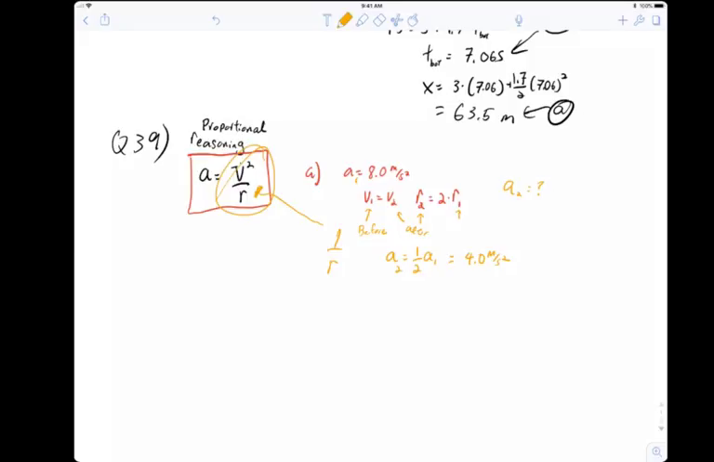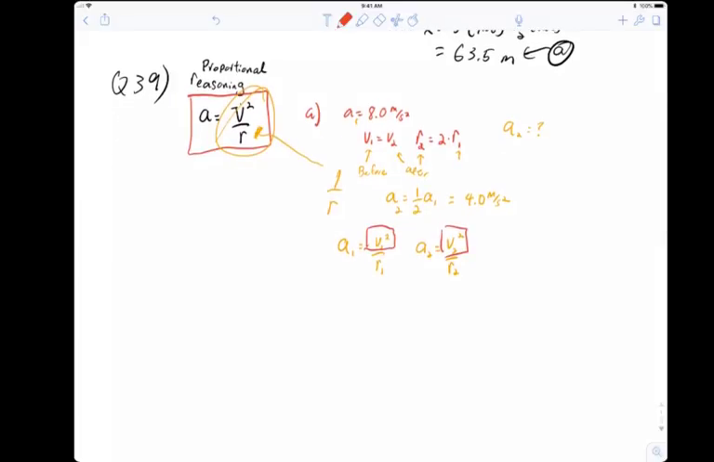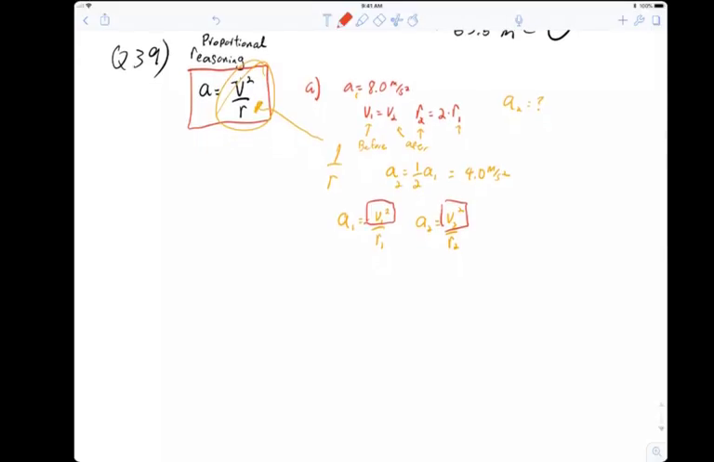There's another way to do this, though, which uses proportions. And the idea here is a1 is equal to v1 squared over r1. a2 is equal to v2 squared over r2. In these questions, some things are held constant, held the same, and some things aren't. So in this case, v is the same. And what I'm going to do is divide the first one by the second one.